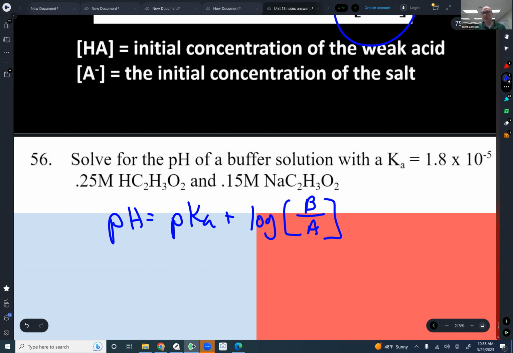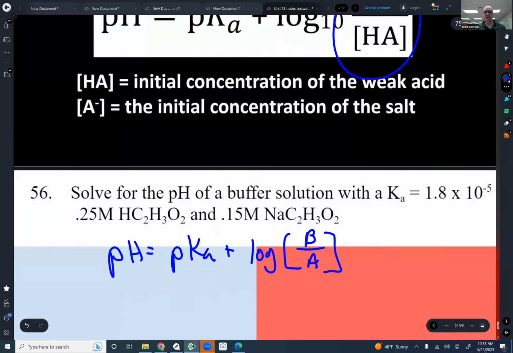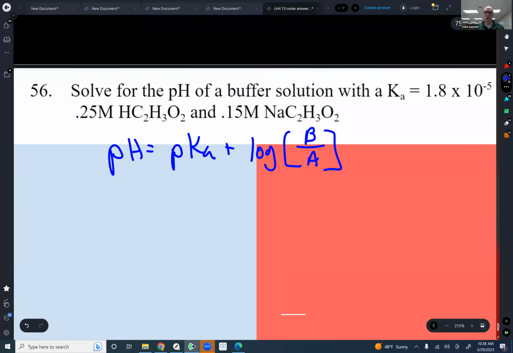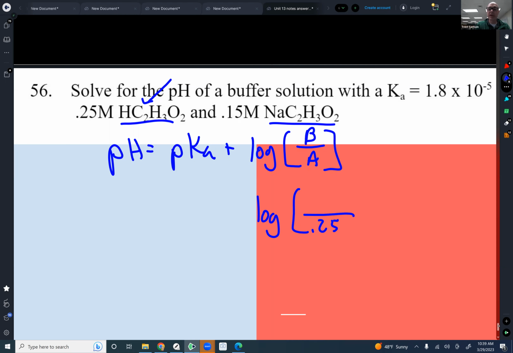Okay, so now again, the math is probably not too difficult for you, but the hardest part for us is going to be to identify which is the base and which is the acid. Both of these are a weak conjugate pair. Neither one of those is a strong acid or strong base. So what we have to see is which one of these has the H in it. Well, that's clear here, so that's my acid. That concentration is what's going to go on the bottom. So I've got log of 0.25, and by default, this is going to be my base. This Na is going to leave, and it's going to have just the acid particle, the C2H3O2, left over.